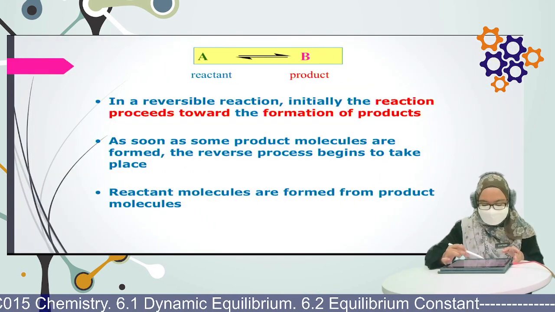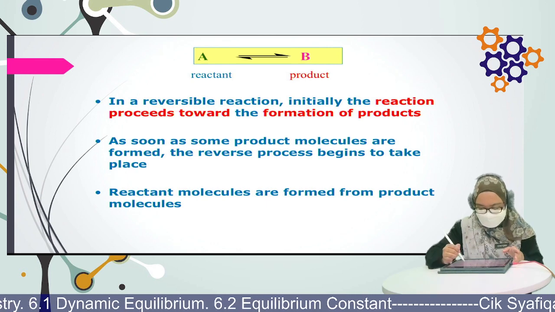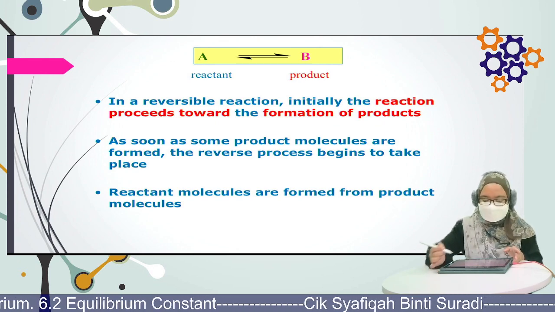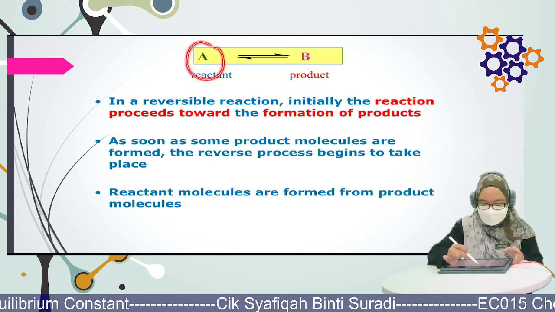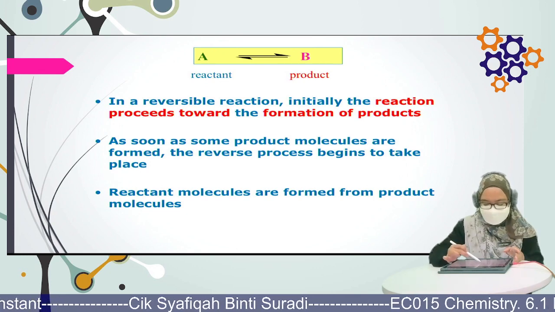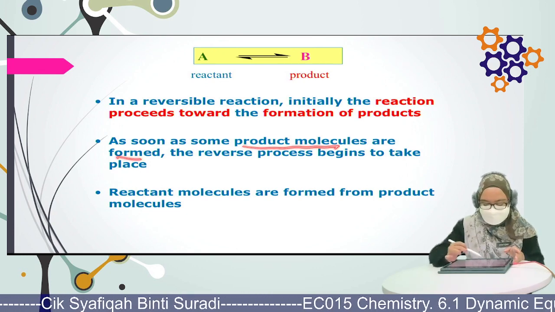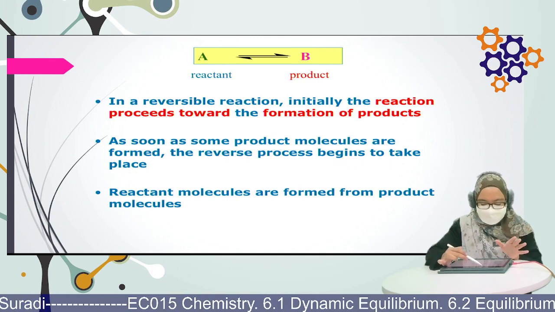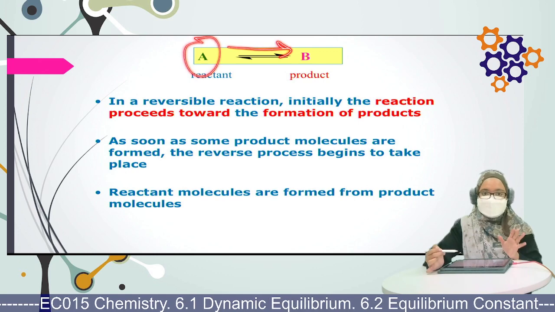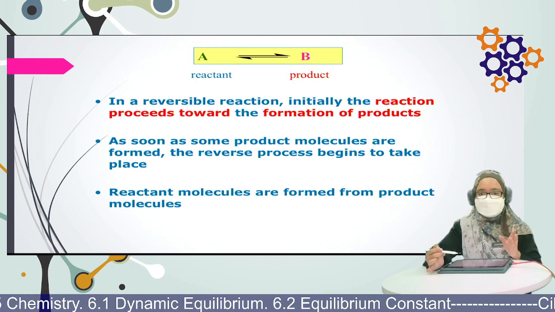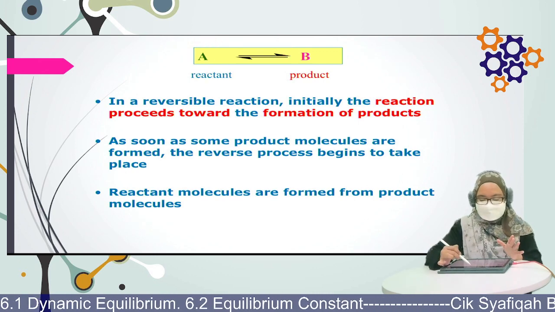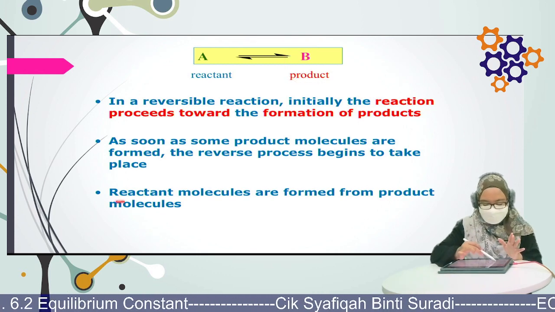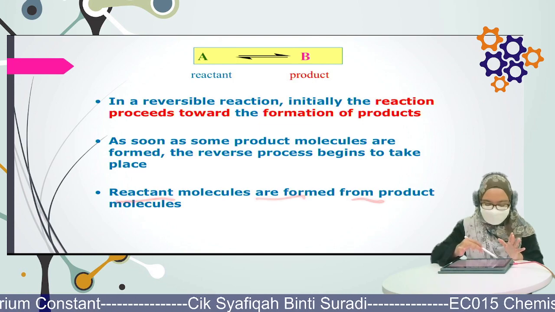In a reversible reaction, initially the reaction proceeds towards the formation of product. So originally, the reactant will form product. But as soon as some product molecules are formed, the reverse process begins to take place. So when some product has formed, it will also undergo the reverse reaction, so reactant molecules are formed from the product molecules.